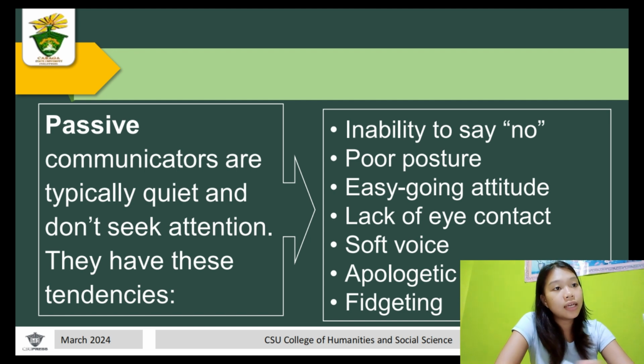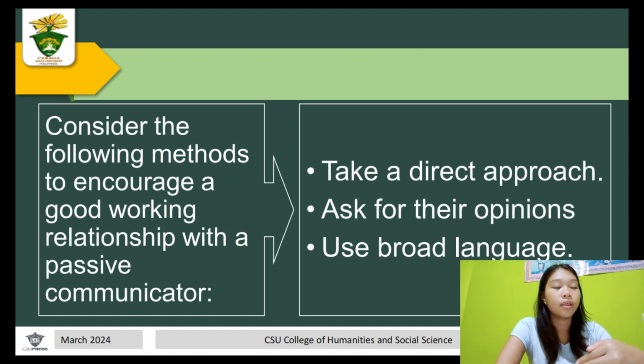They have difficulty making decisions, they rely on others to take the lead, and they struggle with taking responsibility, often blaming others for situations. They also refuse compliments and may feel like a victim in interactions. So, if we want to encourage a good working relationship with a passive communicator, and also to help them feel comfortable and heard, we can consider these methods.